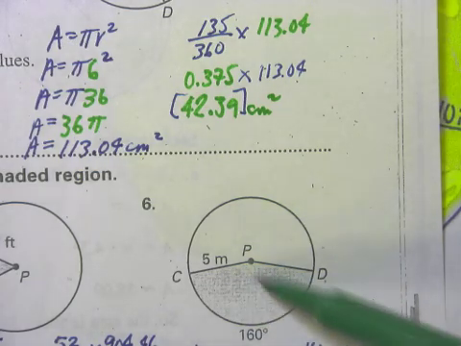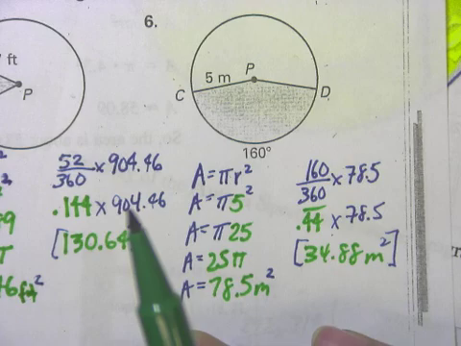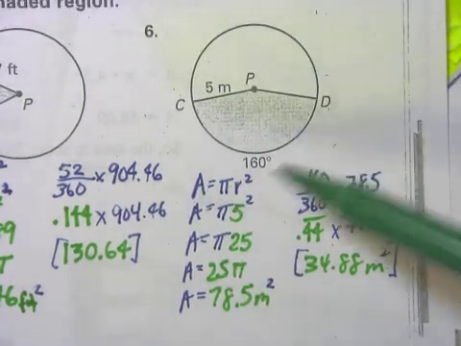Here's another circle with a radius of 5, and this arc here is 160 degrees, and they want the shaded sector here. Take a second to figure that out. What is the area of this shaded sector here?